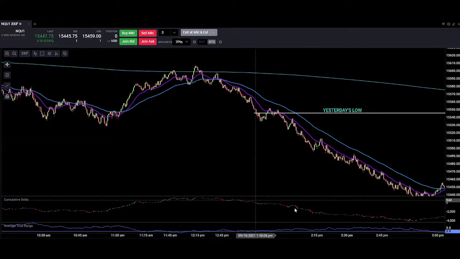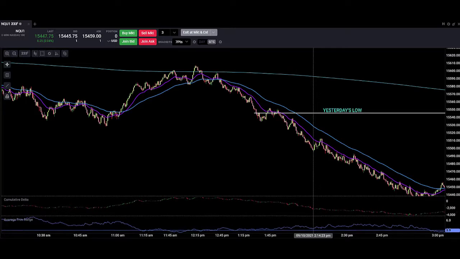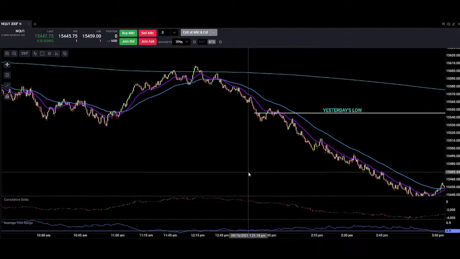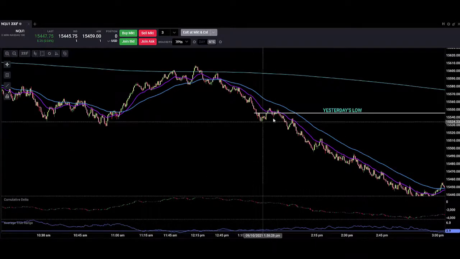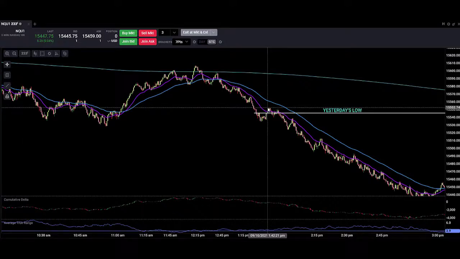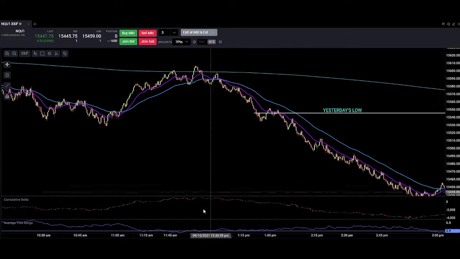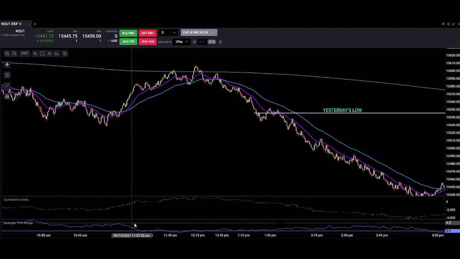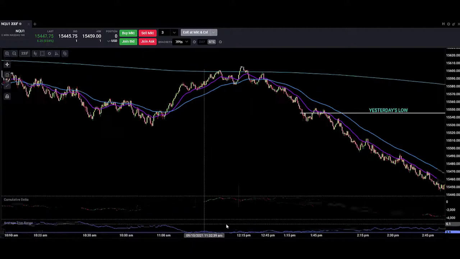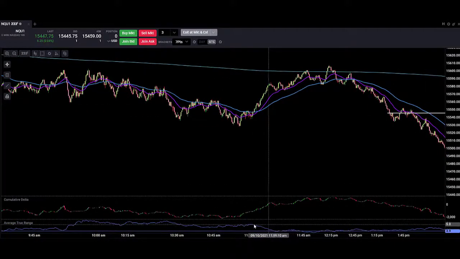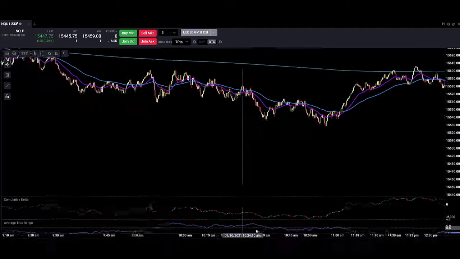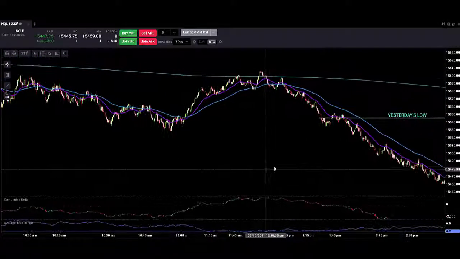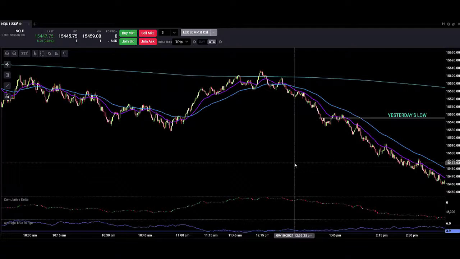Now, why is the average true range important? Because if I'm running a 5-point stop, I don't want the range to be 8 or 9. 5 or 6, I'm good with. It normally stays pretty tame. The open gets a little wild, but overall, it's all right.